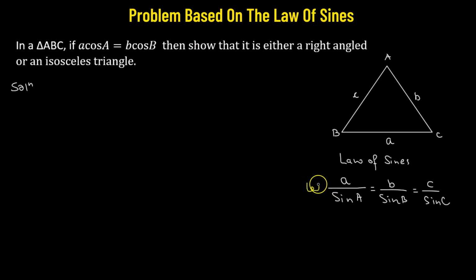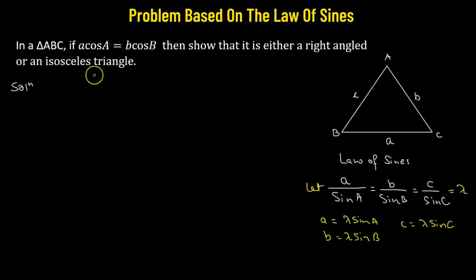Now we will consider that these three ratios are equal to a constant, so let's call it lambda, such that we can now specify a as lambda times sine A. Then b can be represented as lambda times sine B, and c will be equal to lambda times sine C.